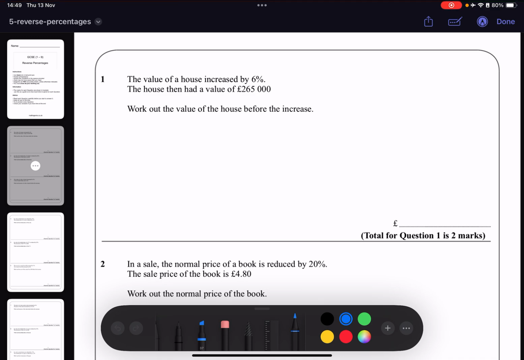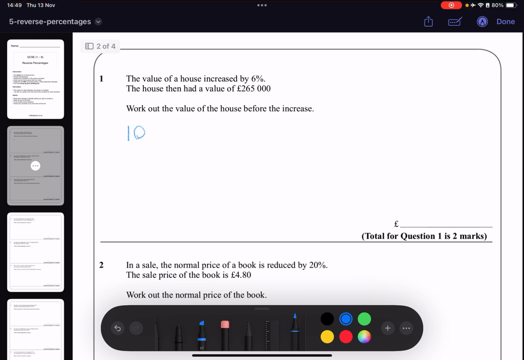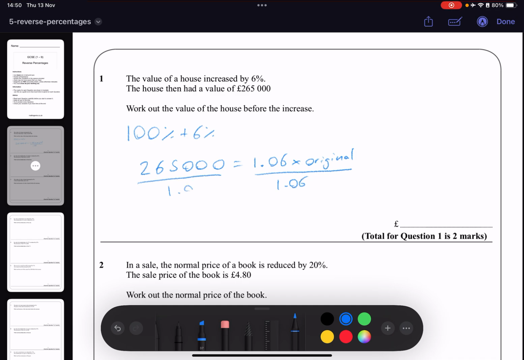Okay, so what we had was, here was the original value, which is 100% of the original value. But then we add 6% on top of that. So now this is basically telling us that 265,000 is equal to 1.06, there's 100%, there's the extra 6%, times the original value. And so at that point, all we need to do to get the original value is divide the 1.06 out of both sides. Divide 1.06.